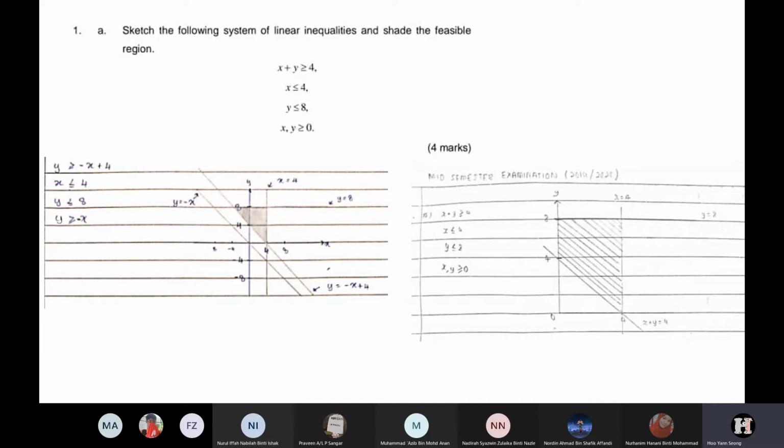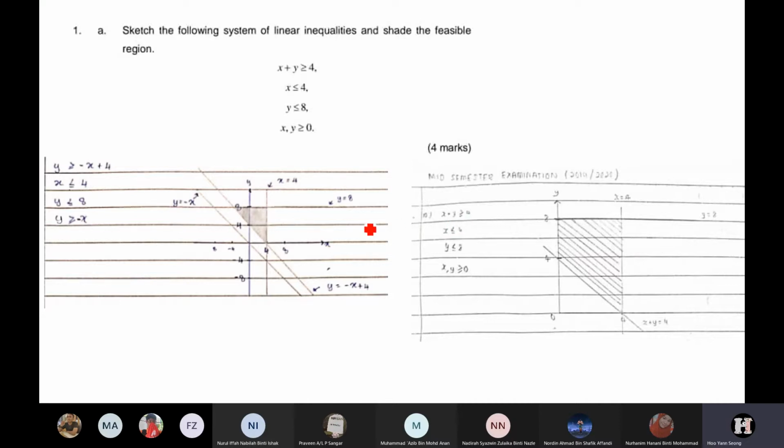The first question is: sketch the following system of linear inequalities and shade the feasible region. The question provided is x plus y greater than 4, x less than or equal to 4, y less than or equal to 8, and xy greater than 0. Regardless of how you want to sketch the line, whether you let your y as the title or just keep it as it is, it doesn't matter.